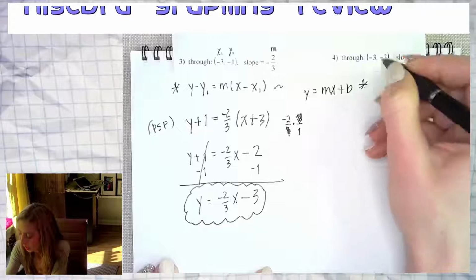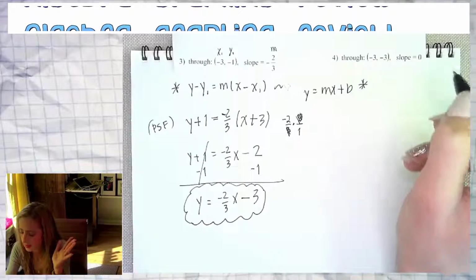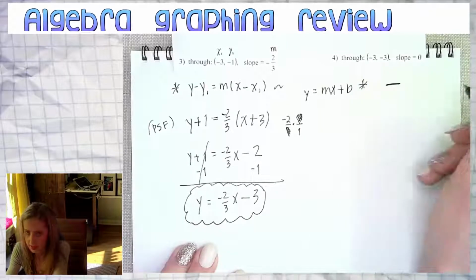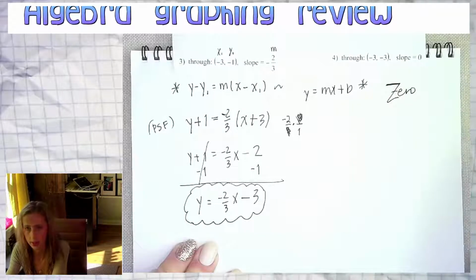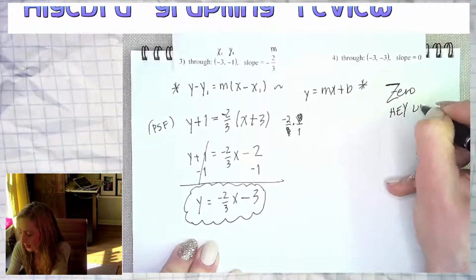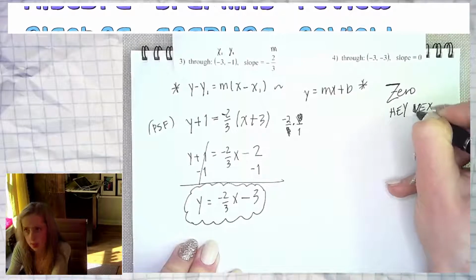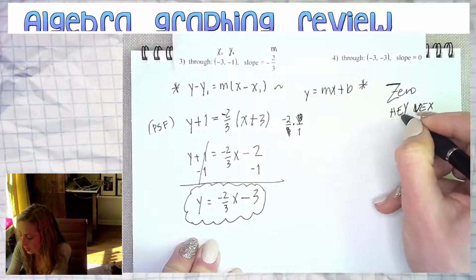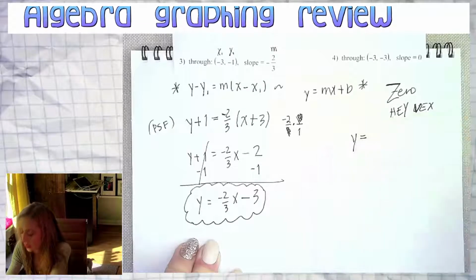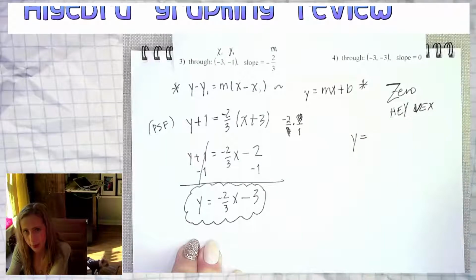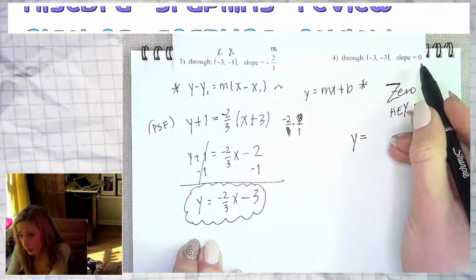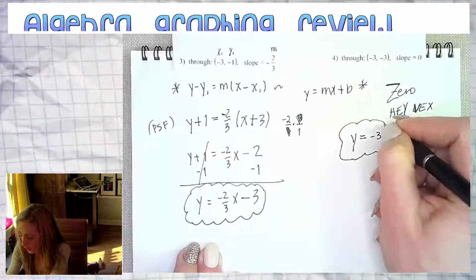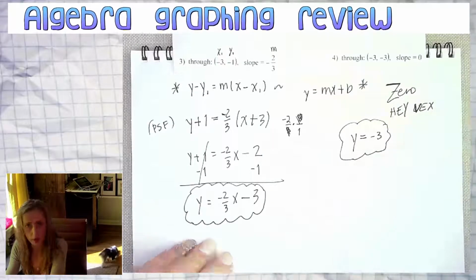Moving on. Here, the slope is 0. Ding, ding, ding, ding. Alarms go off. Slope is 0. The horizontal line. Horizontal line. Okay. So what are we going to do from there? Horizontal line, the equation is y equals a number. What is that number? What does y equal? Not 0. Y equals negative 3. Winner, winner, chicken dinner. There we go.